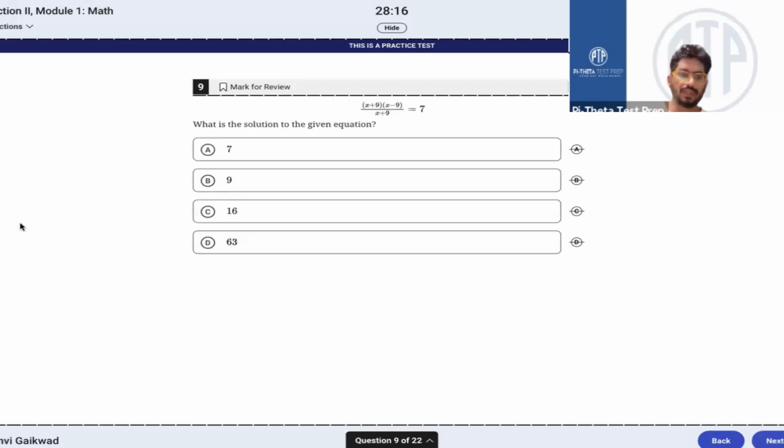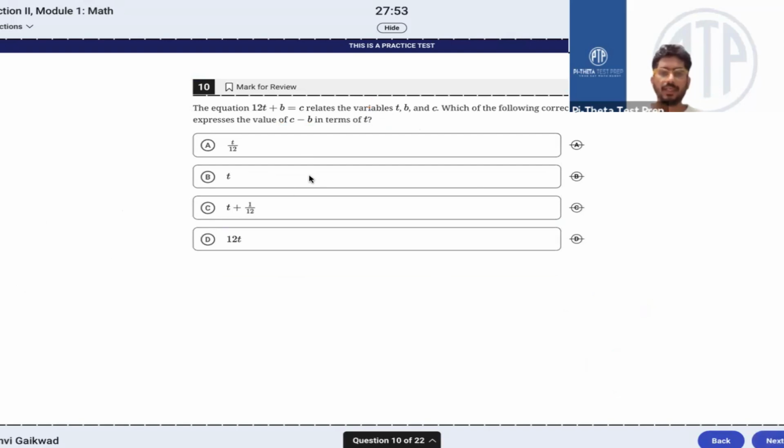What is the solution? Very simple question here. We can just cancel this part. x plus 9 and x plus 9 we can cancel. We can just write x minus 9 is equal to 7. We can add 9 here. So it will become 7 plus 9, that is nothing but 16. Right? So we have option C here. Going to the next question.